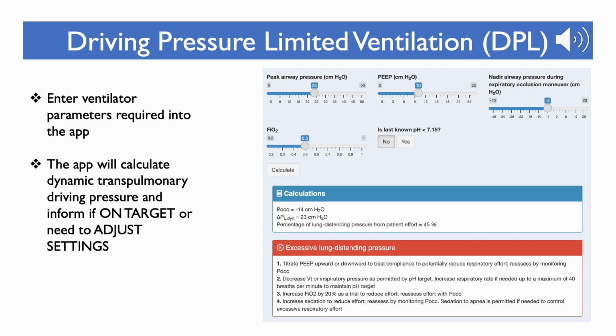If these interventions don't work, you can also try temporarily increasing the FiO2 by 20% as a trial to see if respiratory effort decreases. Finally, sedation can be increased if needed to reduce effort to achieve the targets. If absolutely necessary, sedation to apnea is permitted to control excessive respiratory effort. After adjustments are made, the measurements can be repeated and re-entered in the app to ensure that the protocol is being followed.